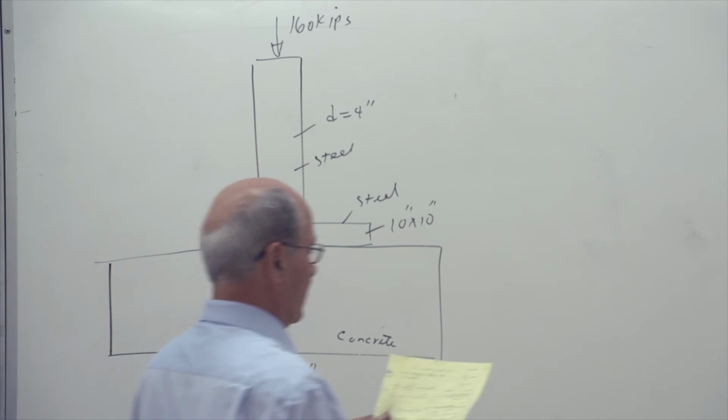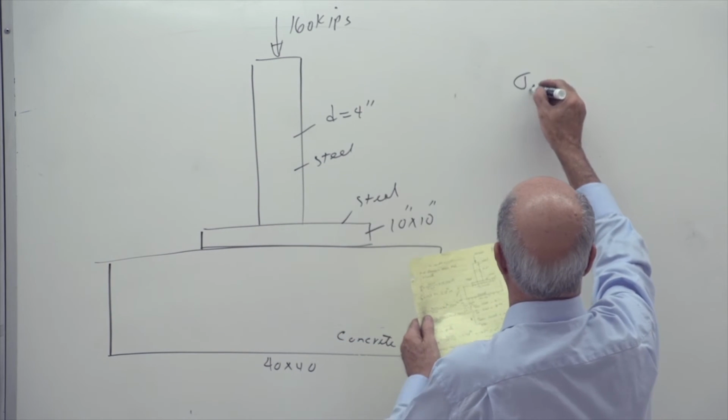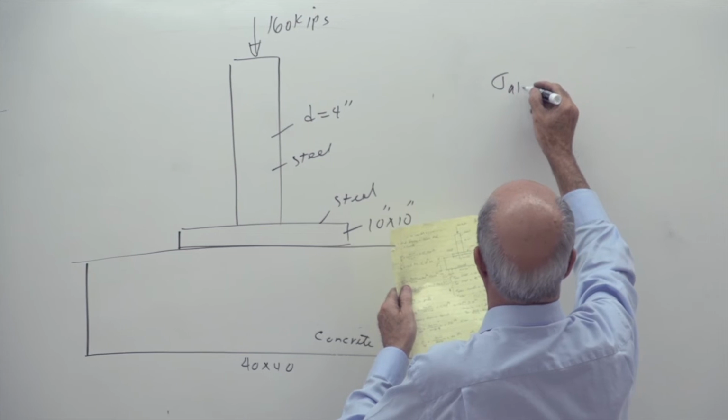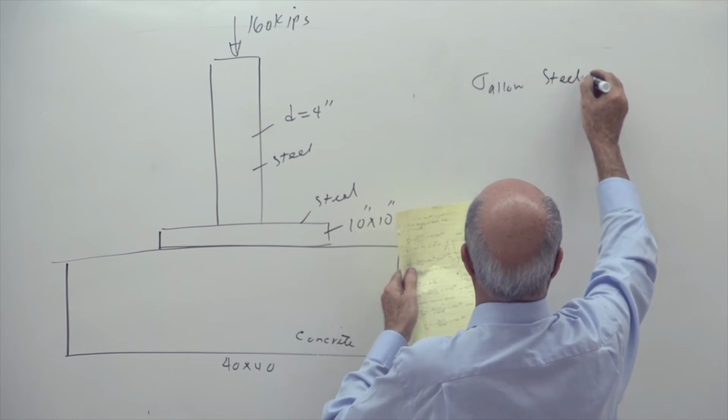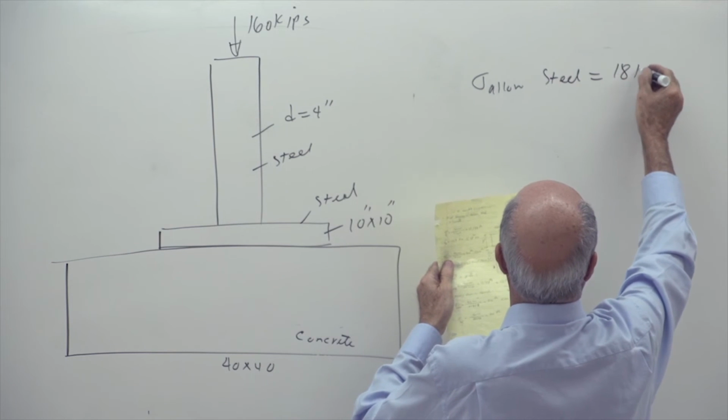Okay. Notice sigma allowable in the steel is given equal to 18 ksi.